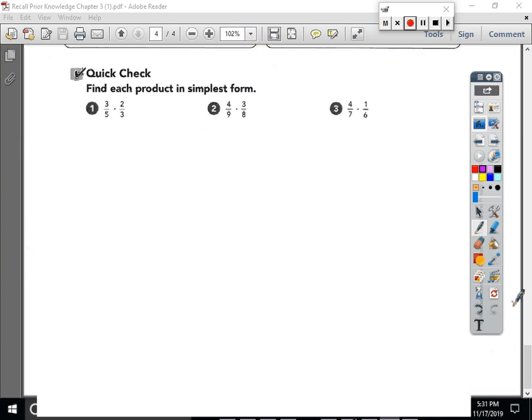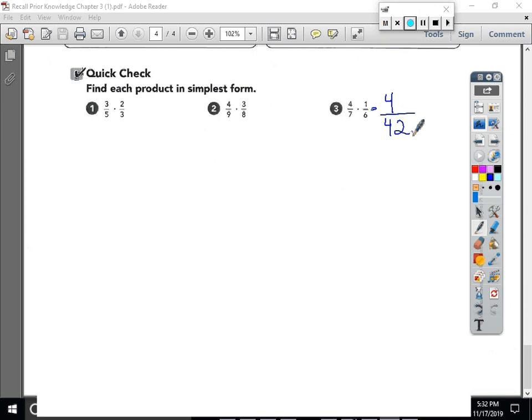Let's go ahead and take a look at number 3. So again, multiplying straight across and simplifying will always work. It just might make your job kind of difficult because the numbers get kind of big. So what is 4 times 1? 4. What is 7 times 6? Well, you could check your charts. You could count by 7s. 7, 14, 21, 28, 35, 42. I get 42.